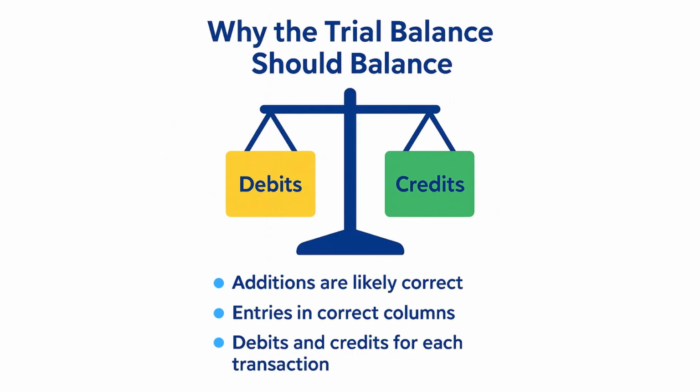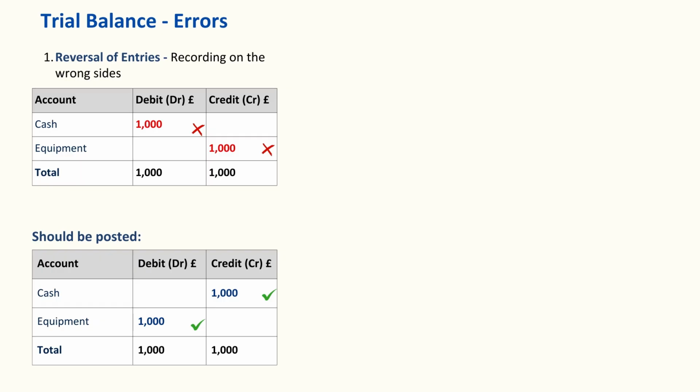Before we can correct mistakes, we first need to understand the different types of errors that can occur in accounting records. First type of error is reversal of entries. This happens when the correct accounts are used, but the debit and credit are swapped.